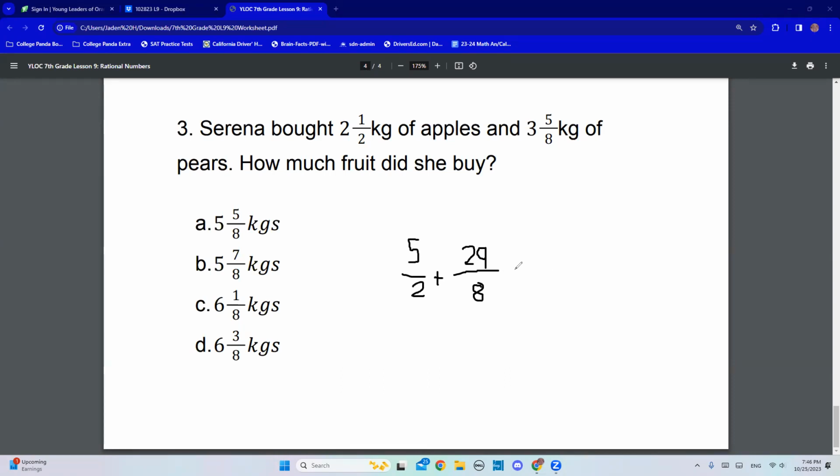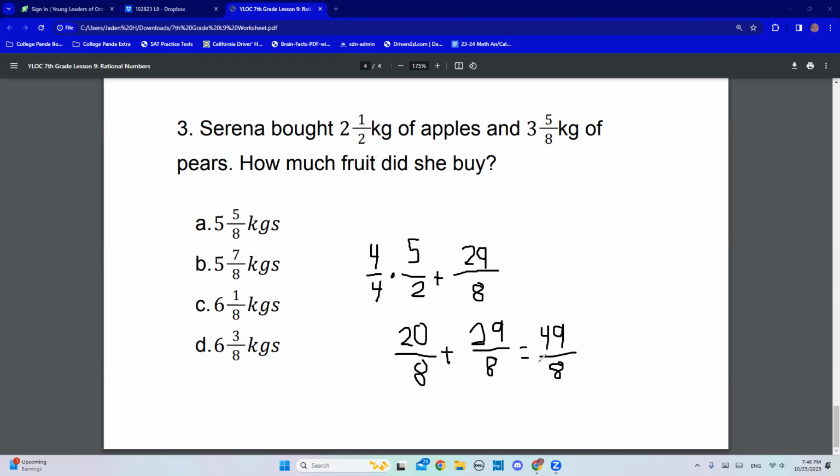When you're adding fractions, you need to have the same denominator. Well, the least common denominator here is 8, since it's easy to change the halves into eighths. So we just multiply the numerator and denominator of 5/2 by 4 to get 20/8 plus 29/8. So next, let's just add them together and we get 49/8.